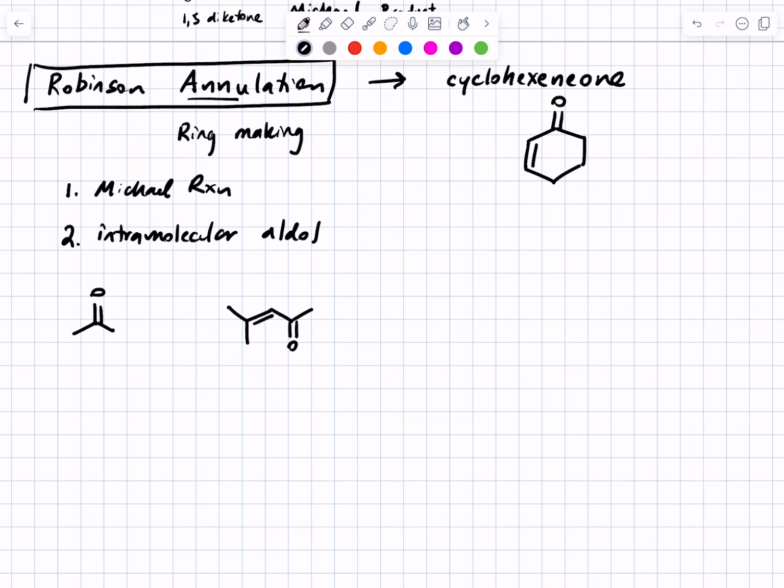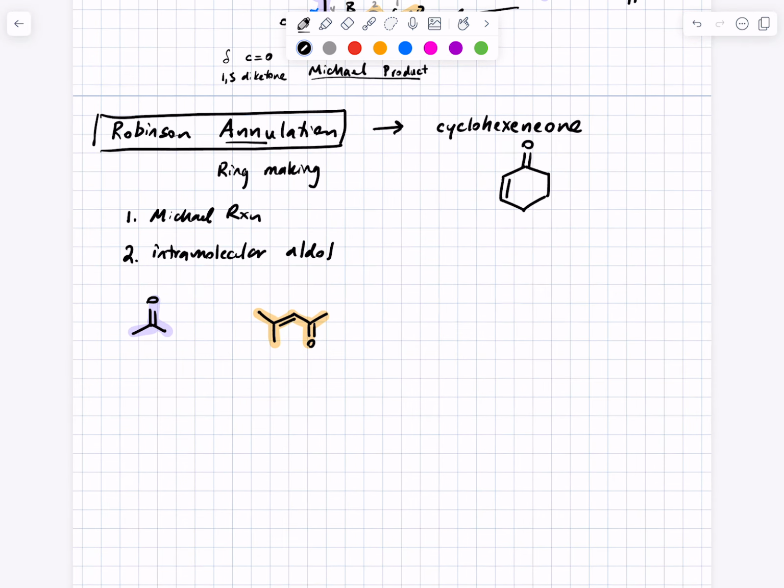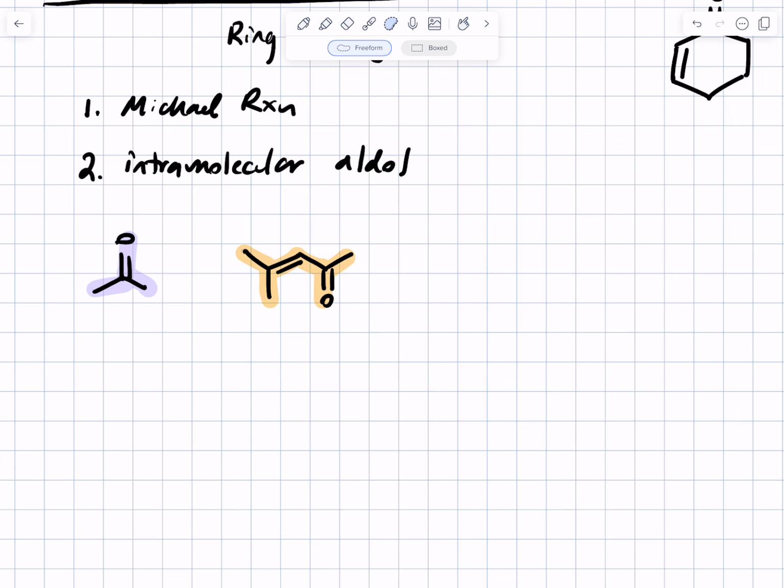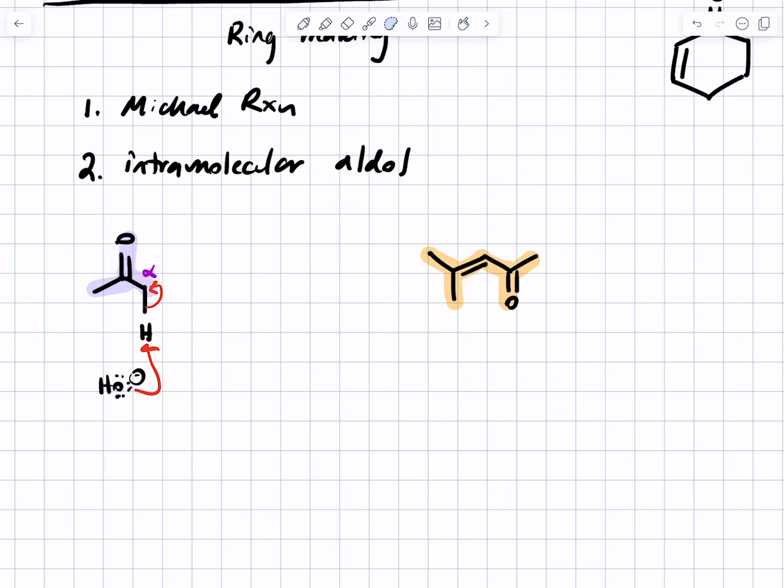All right. And maybe for fun, we'll label the electrophile, which is going to be our alpha beta unsaturated carbonyl compound, in yellow, and the thing that's going to be our nucleophile, where we're going to make our enolate from, in purple. Okay? So the first step is the Michael reaction. So that's going to involve deprotonation of the purple alpha carbon using hydroxide as base. That's just boring old enolate formation, which you have seen before.